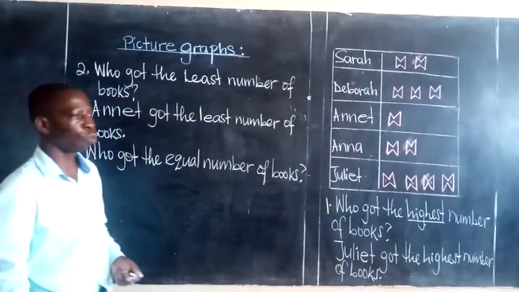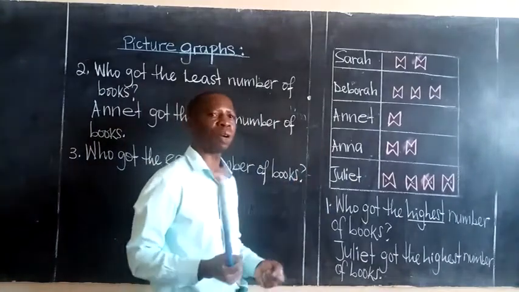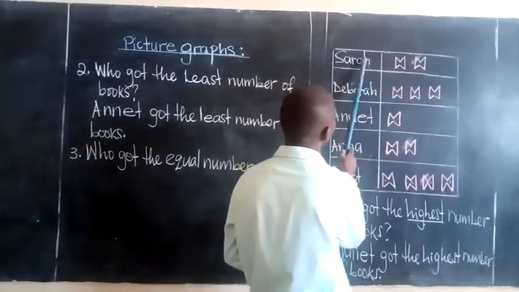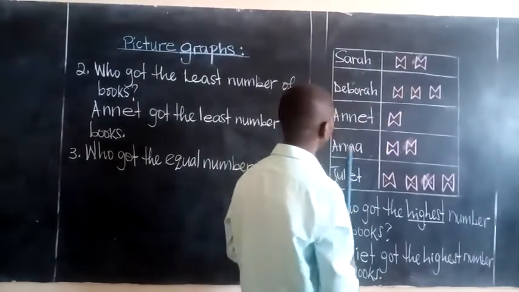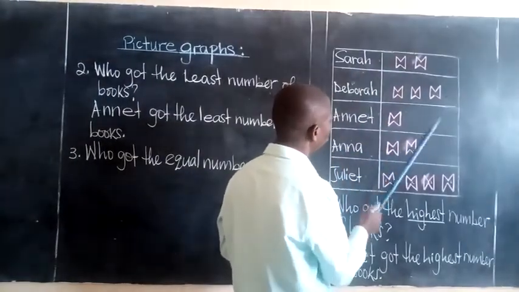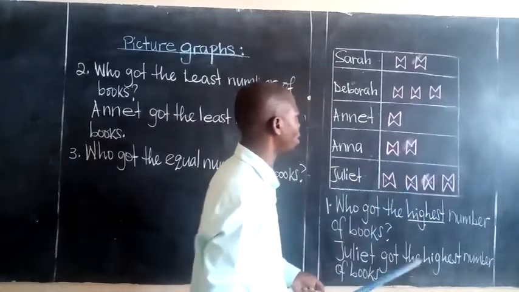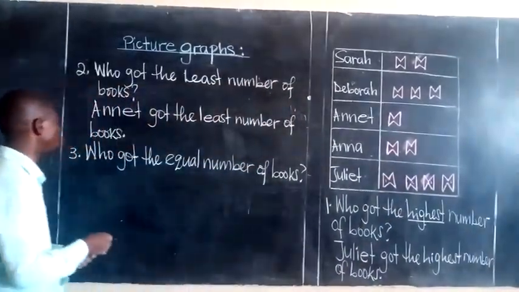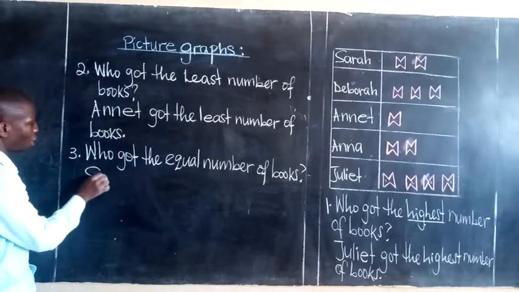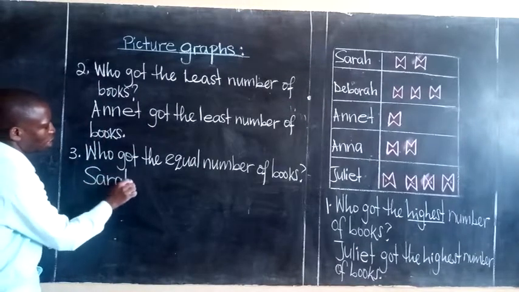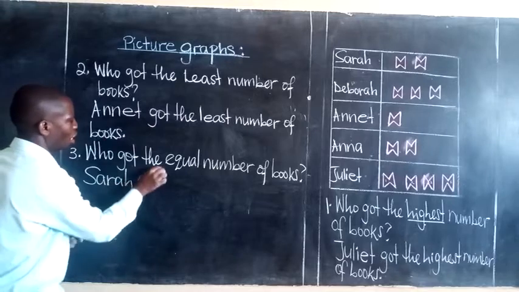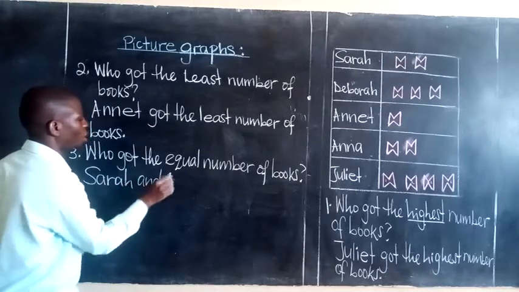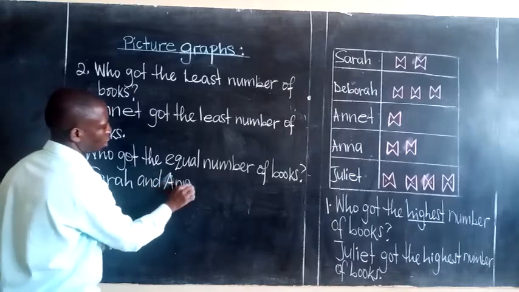So we have these two. They may use the word equal, they may use the word same. They carry the same meaning. We have this one, Sarah has 1, 2. Anna has 1, 2. So those ones got the same number of books. So there we say Sarah and Anna. Anna, it's a noun. You start with the capital letter.